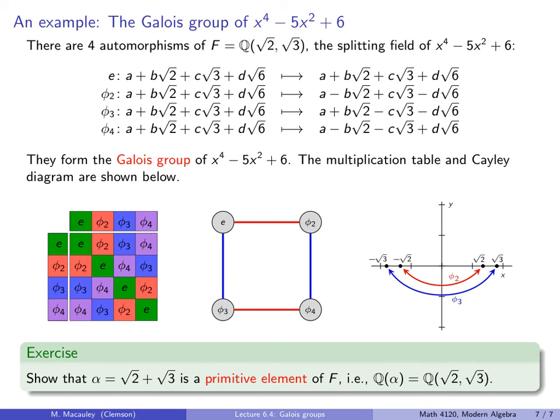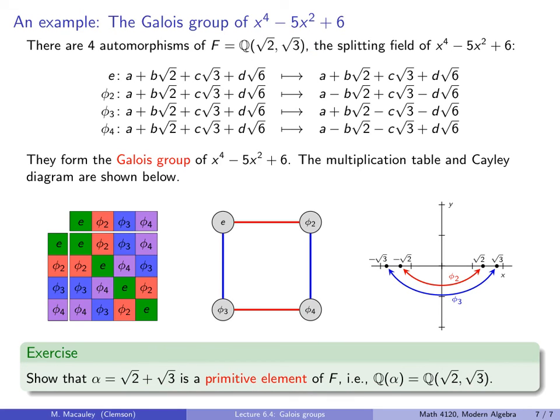But for now, I want to leave you with an exercise, something to think about. I want you to try to show that this alpha, so alpha is root 2 plus root 3, is a primitive element of this splitting field. In other words, if you start with Q and you adjoin root 2 plus root 3, then you get exactly the same thing as if you adjoin root 2 and root 3 separately. So you get a degree 4 extension.